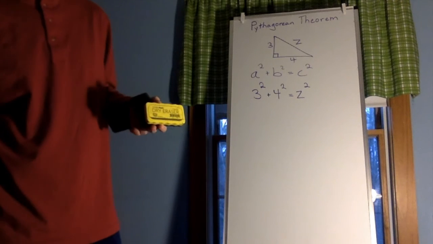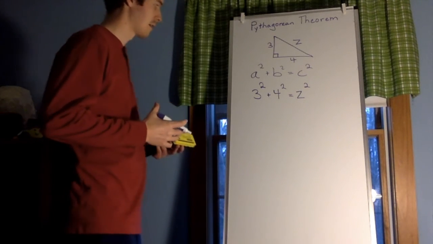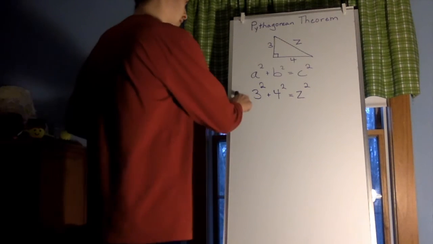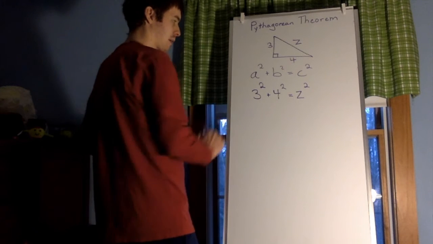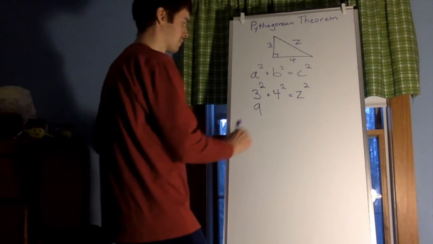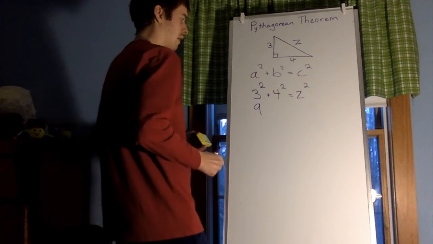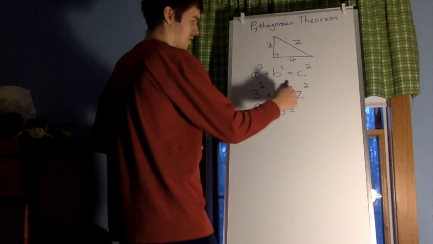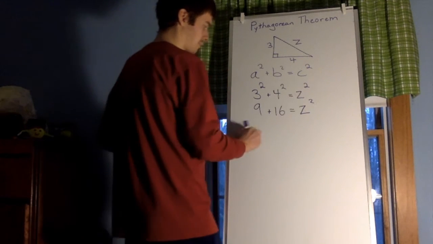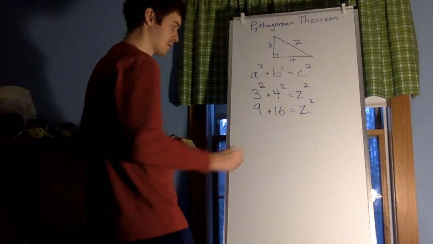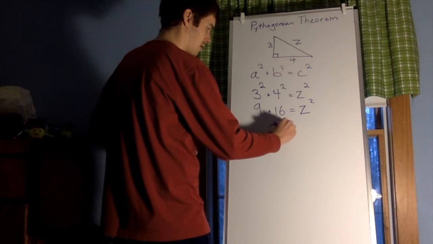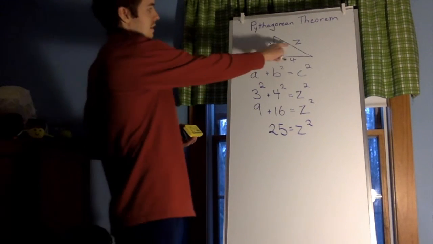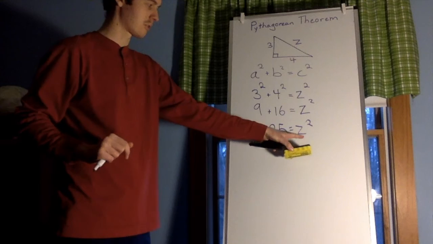Now it's just a matter of remembering those solving equation methods that we learned earlier in the year. So let's simplify. 3 squared, 3 times 3 is just 9. 4 squared, 4 times 4 is 16. And z squared just stays the same. 9 plus 16 is 25, equals z squared. Now, we're trying to find z, not z squared.